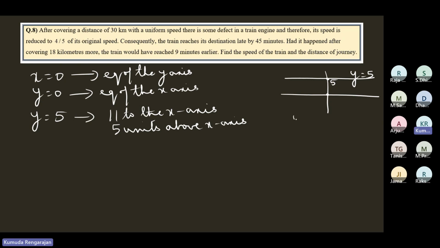See, children, if it is given y minus 5 is equal to 0, you have to transpose and write it as y is equal to 5. Now you shouldn't think it's a negative 5 here and get confused.